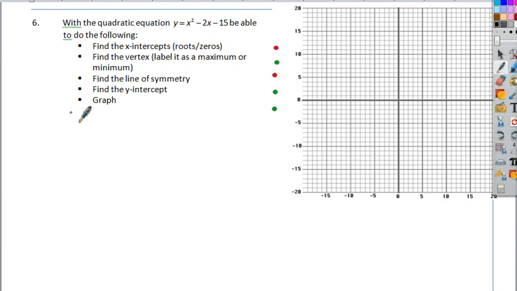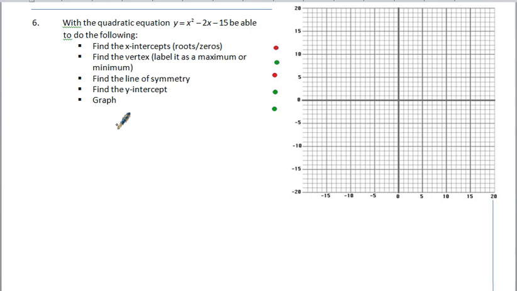Okay, so we're going to just go back to quadratics. So we're going to change the y to a 0, because with quadratics, that's what you do. Okay, and let's identify what we know already. If your a is 1, that means it's your parent function. Your b is -2, and your c is -15. So let's find our intercepts.